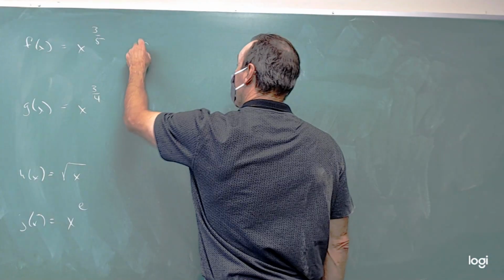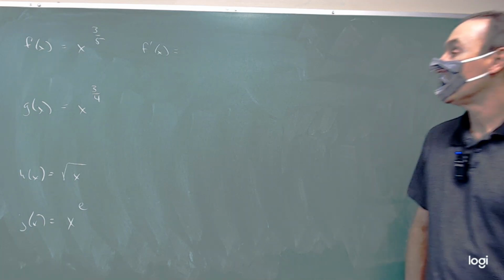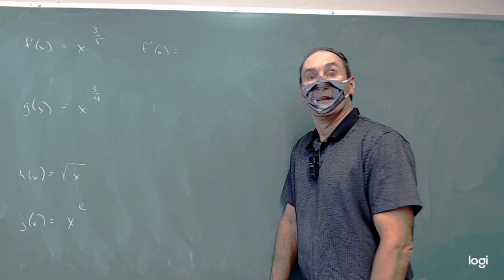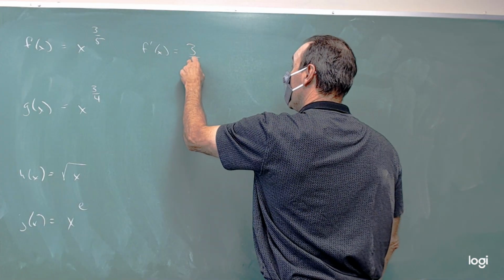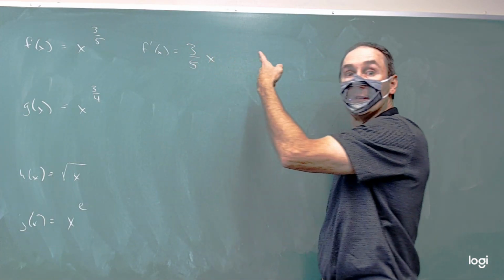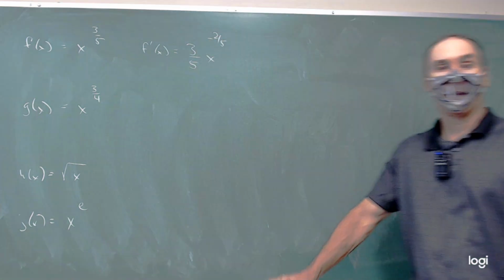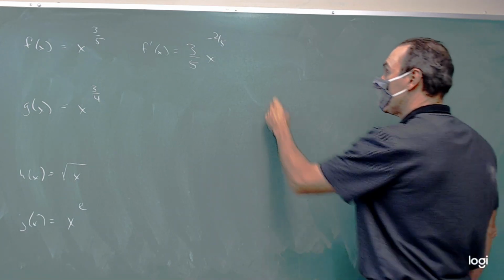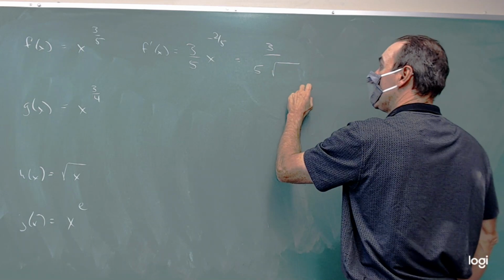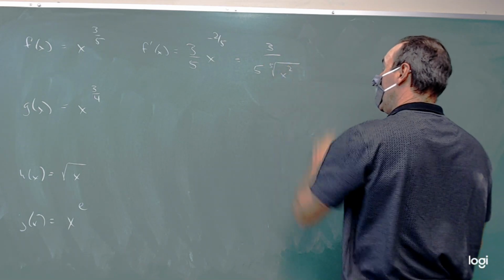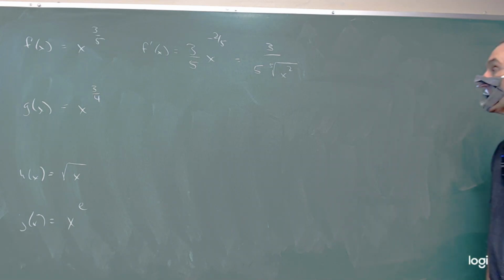So f prime of x is 3/5 x to the negative 2/5 power. And that's fine, we're done. But just remember, we could write that just to clarify why this has the derivative that it does. So we get something like that.